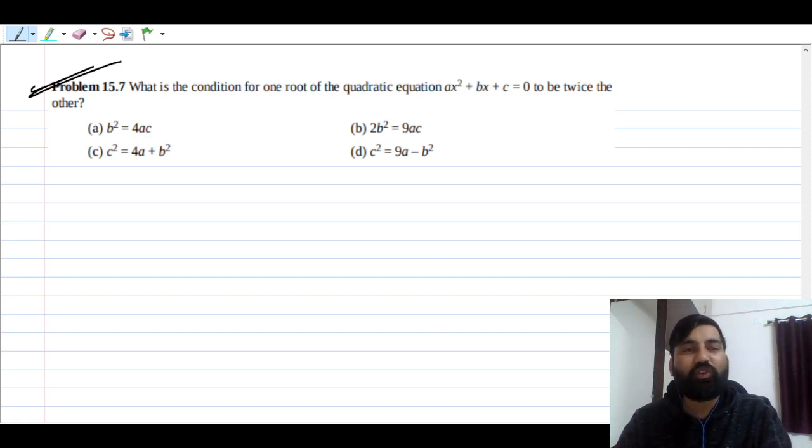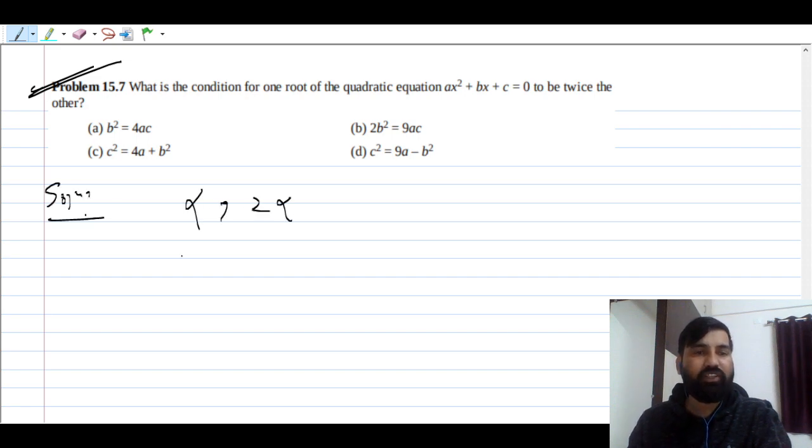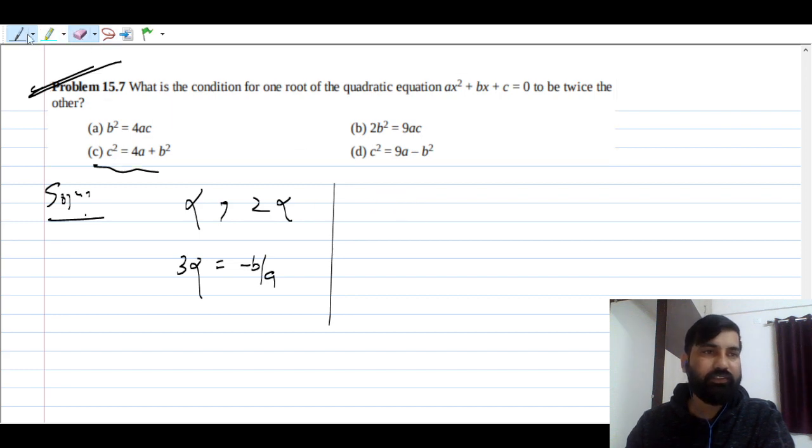What is the condition for one root of the equation ax square plus bx plus c equal to 0 to be twice the other? So if one root is alpha, the other root will be 2 times alpha, that is given in the question. If one root is alpha, you can say the other root is 2 alpha, so the sum of roots will be 3 alpha. 3 alpha is nothing but minus b by a, and here you have to find the relation between a, b, c, right? And the product of the roots is 2 alpha square, which is going to be c by a.